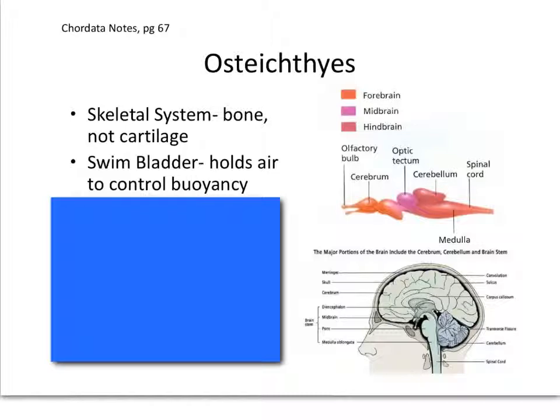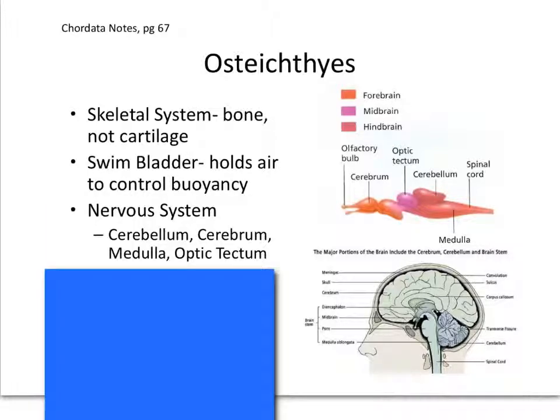Osteichthyes have some similarities and some differences to the Chondrichthyes. For one, they have their skeletal systems made out of bone instead of cartilage, which is the major difference. And to regulate their buoyancy, instead of having massive livers producing oil, they have what's called a swim bladder, or sometimes an air bladder. It's kind of like with you guys, if you take in a deep breath of air, you float. If you let it all out, you sink. Same thing with Osteichthyes, with bony fish. They have a little pocket of air that can control their buoyancy if they're up or down in the water column.